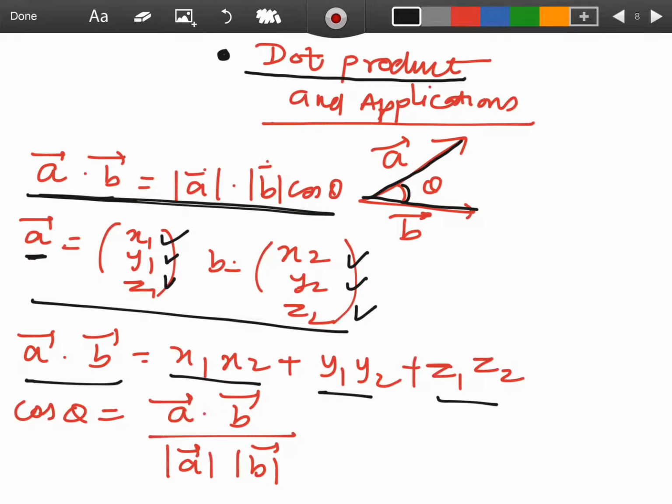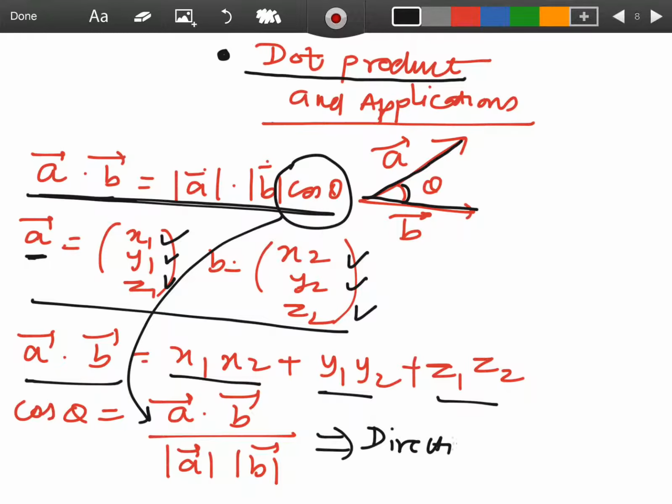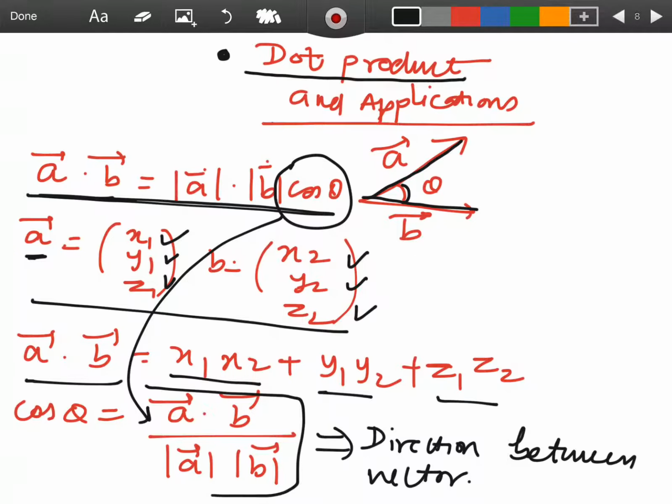So if you just make cos theta the subject from here, it becomes A dot B over magnitude of A times magnitude of B. This is one of the very useful outcomes to figure out the direction between two vectors. So this is going to be a really important result. Throughout the whole vector chapter, you're going to use this again and again, so make sure you're crystal clear with this one.